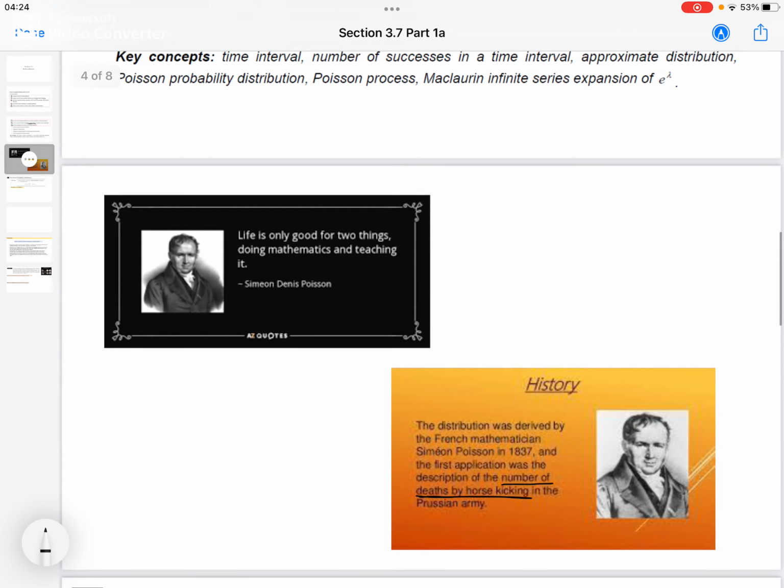Now, the Poisson distribution was named after a French mathematician and physicist, Simeon Poisson, and he developed this distribution, which is named after him, in 1837. And the first application of this distribution was on a description of the number of deaths by horse kicking in the army. So he was a mathematician as well as a physicist, and he worked on various things such as statistics, complex analysis, partial differential equations, as well as analytical mechanics.